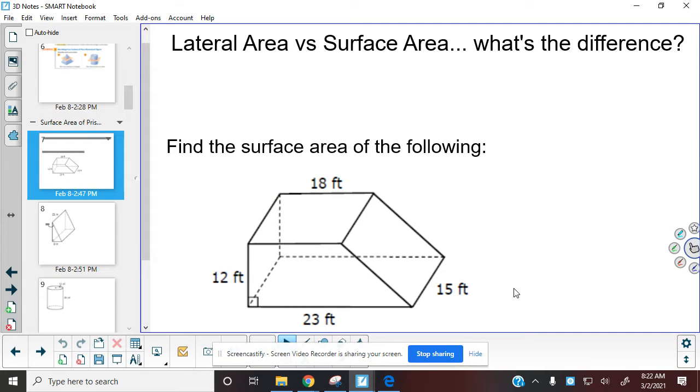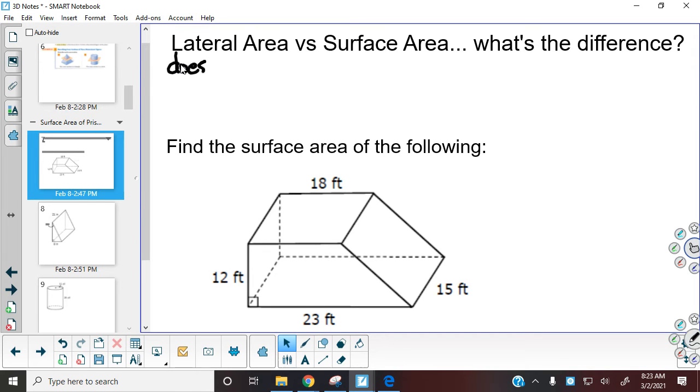What we are starting today is three-dimensional figures. So when you look at this, you're looking at what is the difference between the lateral area and the surface area of a three-dimensional figure. And it's really quite easy. The difference is that the lateral area does not include the bases, whereas obviously the surface area does.